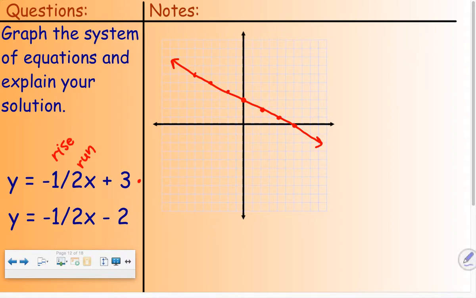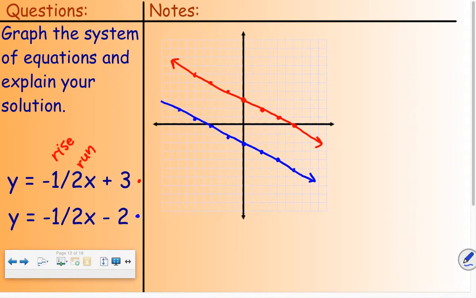Alright, now I'm going to graph my other equation in blue. My y-intercept is negative 2, so I'll go to negative 2 on the y-axis, rise negative 1, run 2, rise negative 1, run 2, rise negative 1, run 2. And I'll extend that as well.